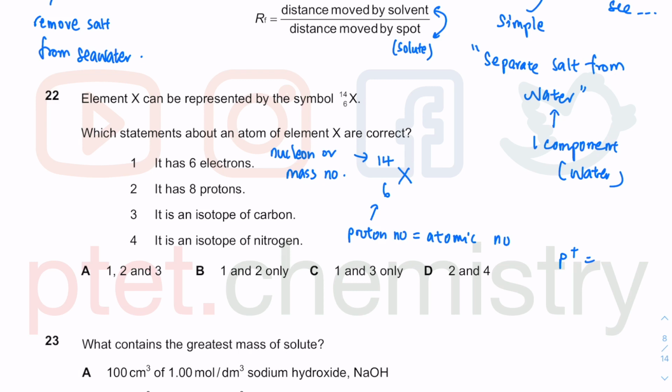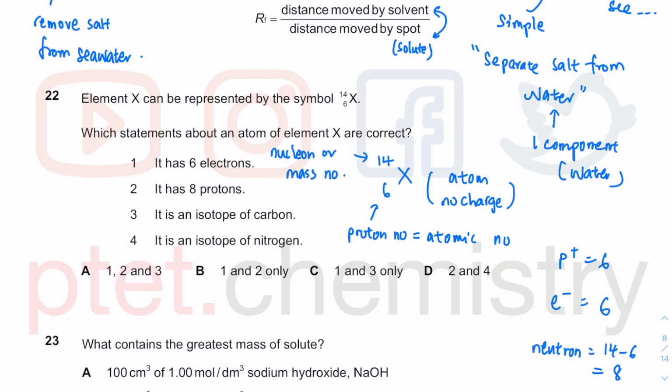So protons, you have 6. Electrons, you have 6 because this is an atom. There is no charge. If there is an ion, it will have a charge. And therefore, the number of electrons equals the number of protons, as the plus 6 cancels minus 6. And then the neutron is going to be 14 minus 6, which is 8 neutrons.